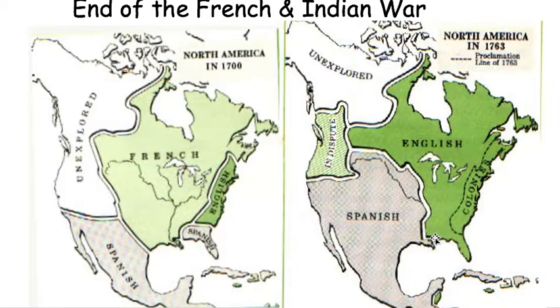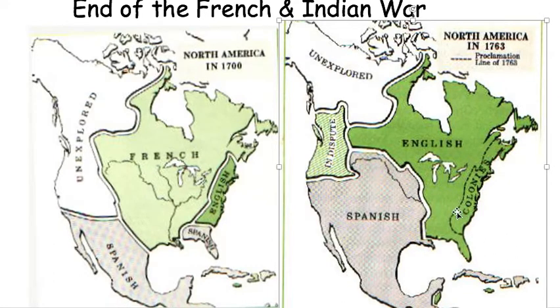You might notice now that the British control almost all of Canada, and they control everything that is east of the Mississippi River. So here's the original British colonies, and now they have claim to not just the Ohio River Valley, the Midwest, the Southeast. They have a whole lot more turf that they can claim.